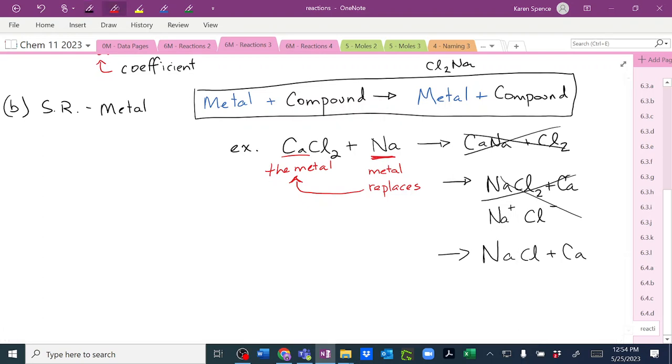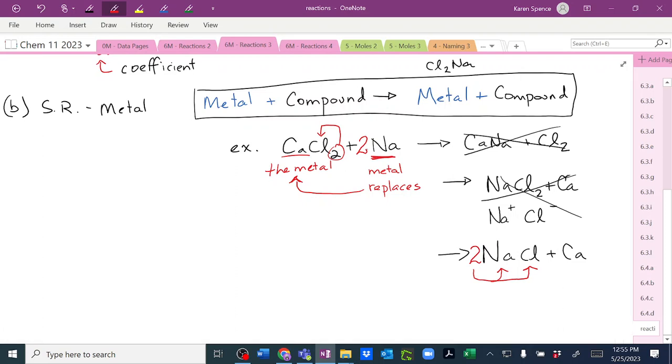Well, we could. What would we need to do to balance it? We would need 2 NaCl because we already have 2 chlorines. Now we have 2 chlorines, but what else did we change when we changed that? We changed the 2Na, so we would need to put a 2 in front of the Na on the other side of the equation.